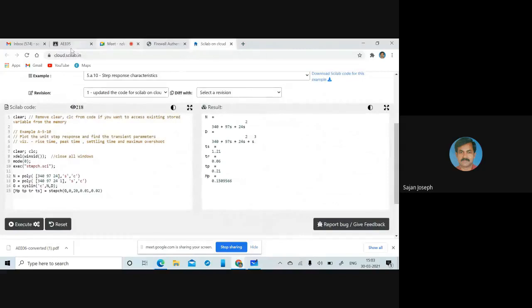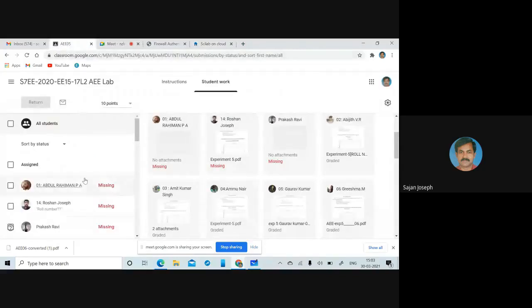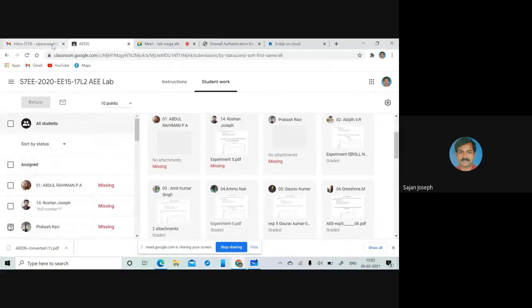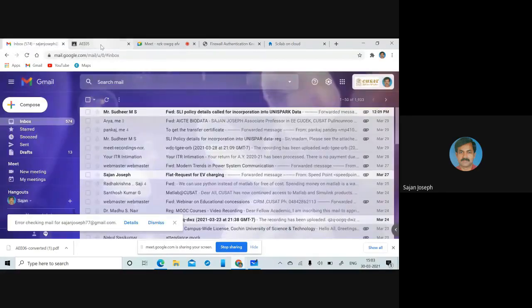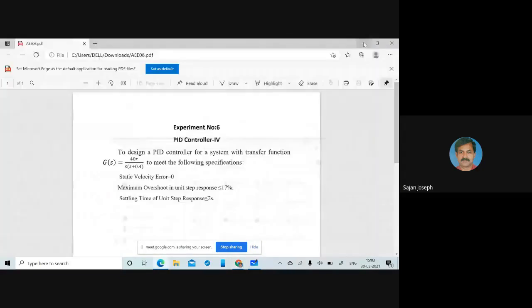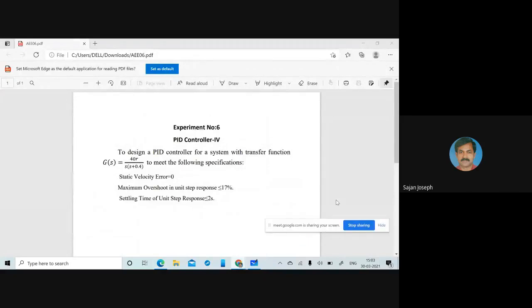And you can check, this is from Scilab. What time can you make the submission? The actual experiment is this one, and here R represents your roll number, so it varies from person to person. And in the submissions, you should also include one more thing.